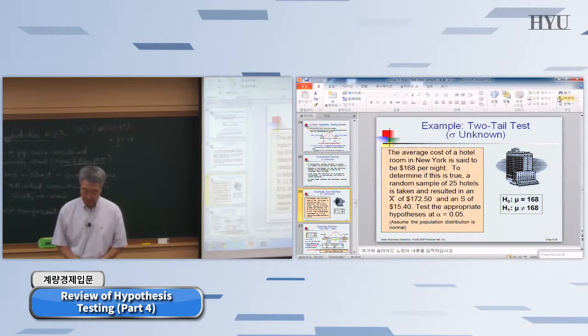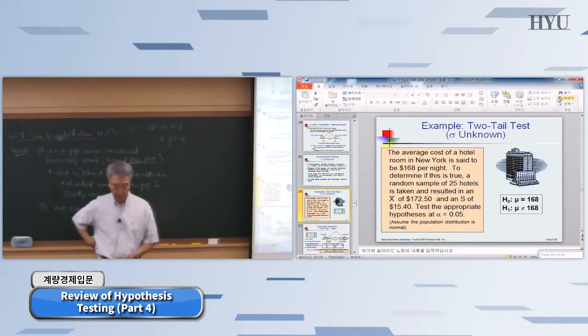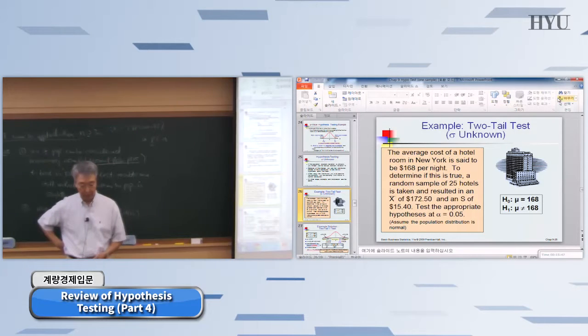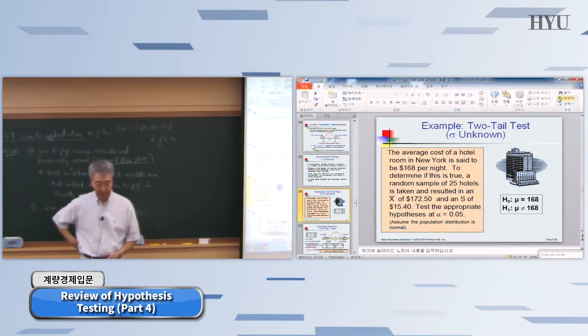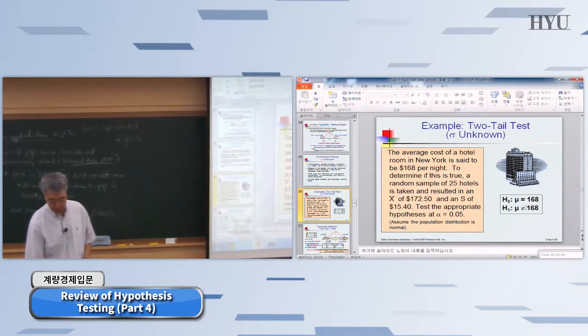So here's an example. Somebody claims that the average cost of a hotel room in New York City is $168 per night, and you want to test this claim. So here the null hypothesis says mu is 168. The alternative says it is not.